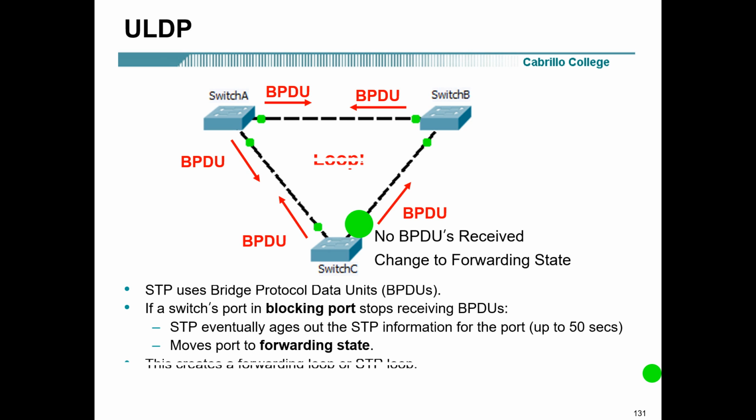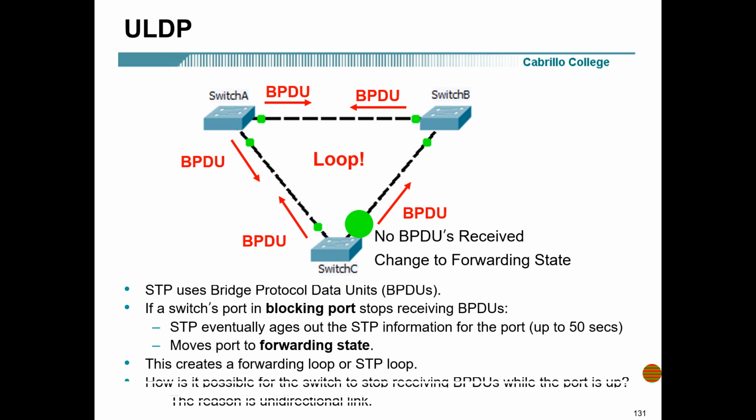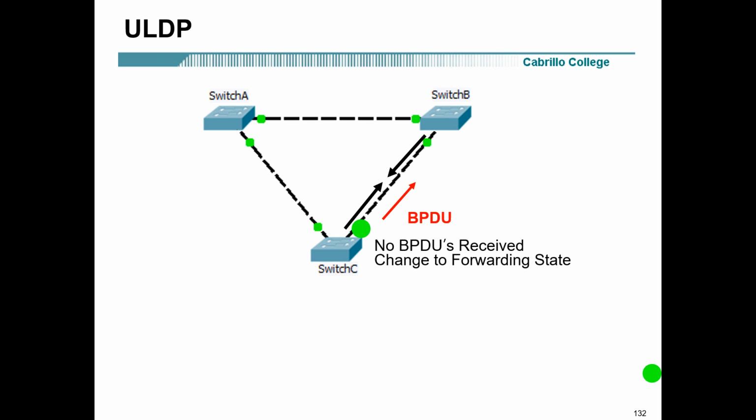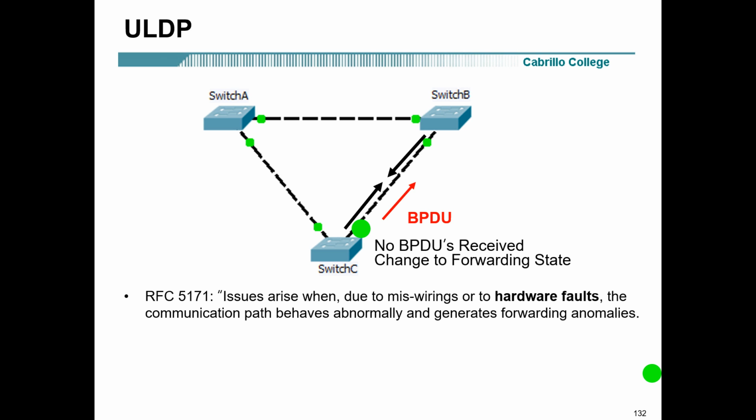And will forward out BPDUs that transitions into a loop. This creates a forwarding loop or an STP loop. How is it possible for the switch to stop receiving BPDUs while the port is up? The reason is unidirectional links. With this example, no BPDUs are received, changing that state to a forwarding state.